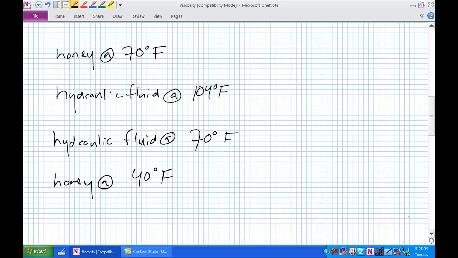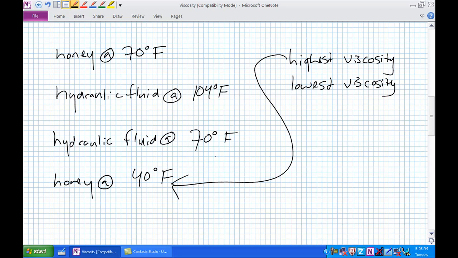Of these four substances, which has the highest viscosity? Which has the lowest viscosity? And the only reason why I'm using honey as an example is because I don't know how to spell molasses. Okay, so highest viscosity. Again, think of seconds. Which substance is going to take the longest to pour out? Bing. Okay, lowest viscosity. Which is going to take the quickest to pour out? Bing. Basically, it's a little bit warmer.